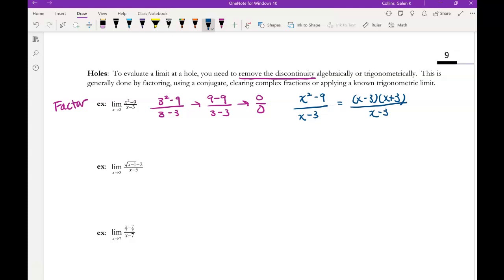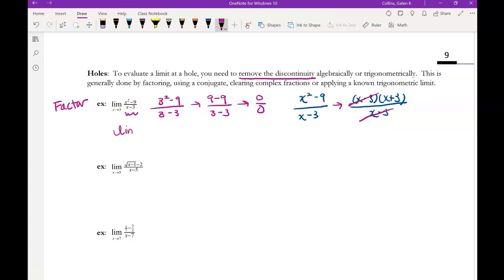What we can do is remove the discontinuity, and we can do that by essentially canceling these factors of x minus 3. And since I actually changed the value on the right-hand side, I'm going to write an arrow there instead of an equal sign. So the new function that we have is the function x plus 3. So we're going to evaluate the limit of our original function using x plus 3.